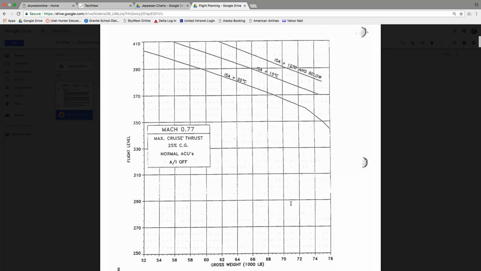So after you figure out your gross weight, you go all the way up to whatever that ISA plus number is, and then you go to your altitude. You always round down, and then from there you apply the Neon Sweden to that, whatever it is. That gives us 38,000.